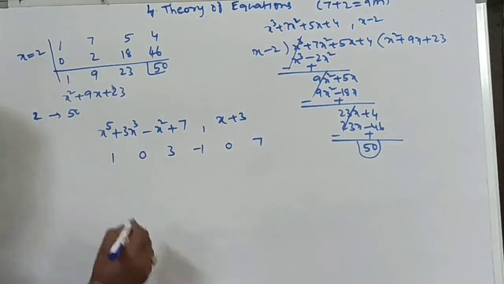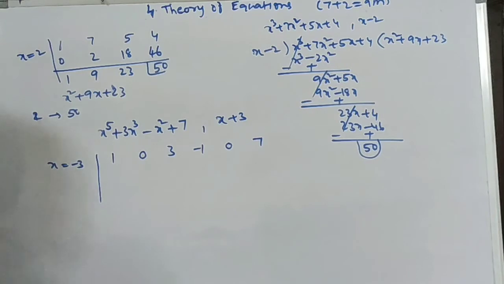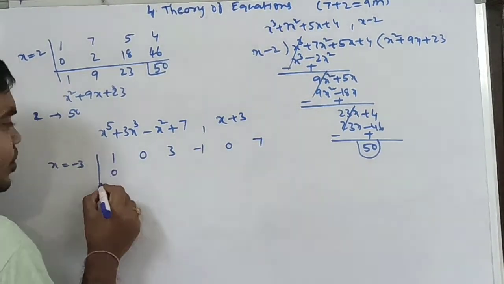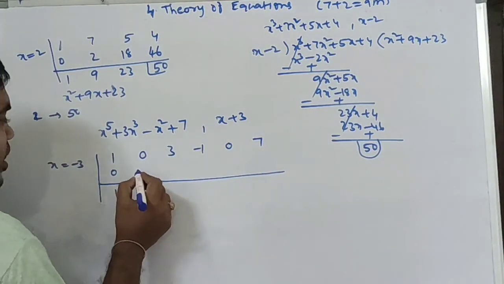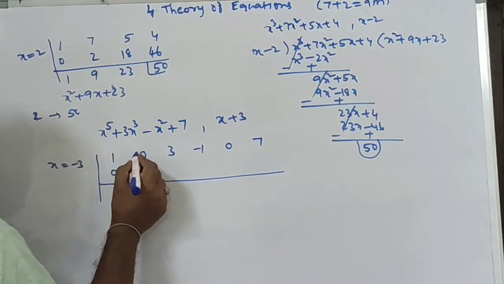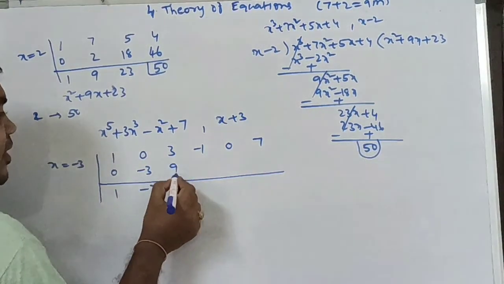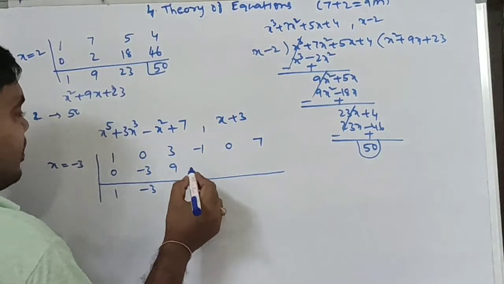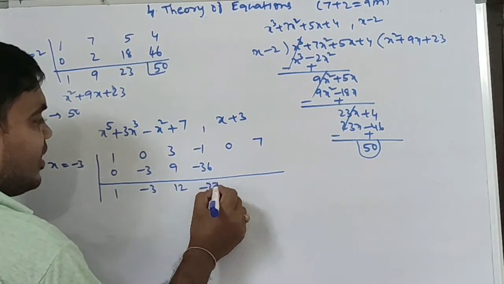Next, x plus 3: I am taking x equal to minus 3. If it is plus 3, I am taking minus 3. Initially we should keep 0. 1 plus 0, 1. Minus 3 into 1, minus 3. 0 minus 3, minus 3. Minus 3 into minus 3, plus 9. We are adding 3 plus 9, 12. Minus 3 into 12, minus 36.